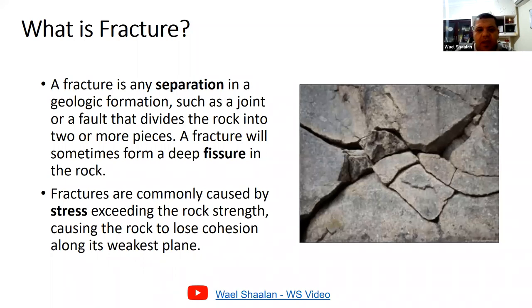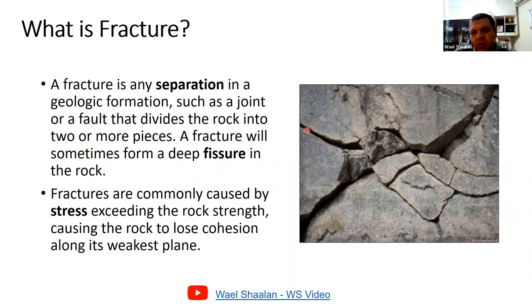Fracture is not only in the rock. There is a big department in medicine for bone fractures, and also in metallurgy and alloys, fracturing, cracking. So fracturing is not only in the rock, and this is one of the implications in the oil and gas industry. We will focus on fractures in the geological formation. Simply, it's a cracking or separation, as you see in the slide.